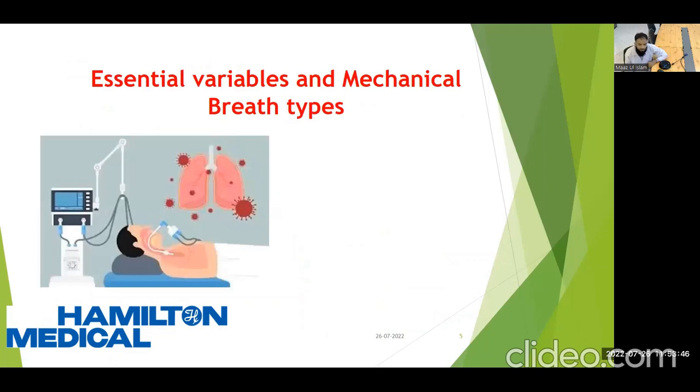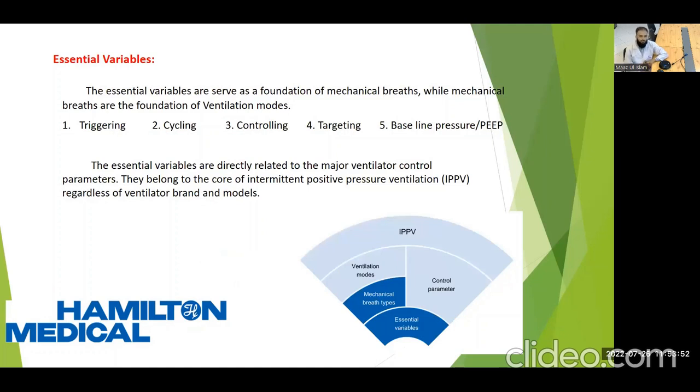Now our topic, essential variables and mechanical breath types. There are basically five essential variables. Essential variables serve as a foundation of mechanical breath, while mechanical breaths are the foundation of ventilation modes. Basically, the essential variables help us understand the ventilation modes, how they work, and what benefits we can take from them. For this purpose, we should understand these five essential variables.